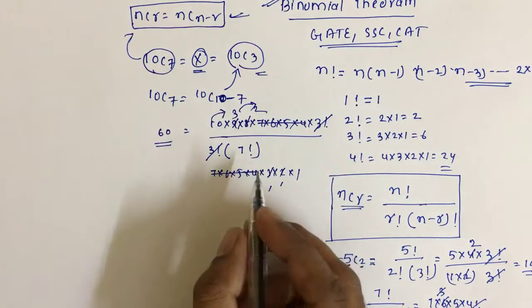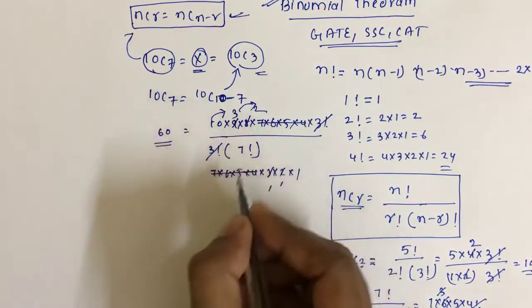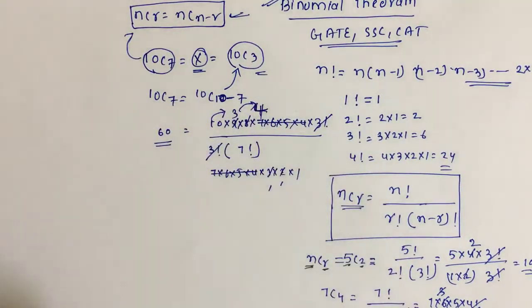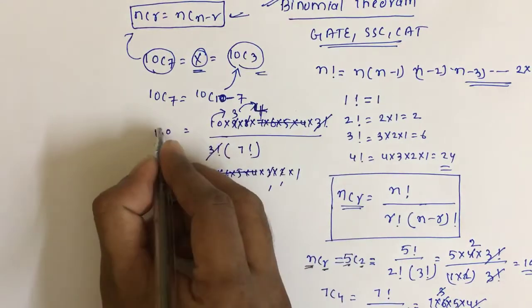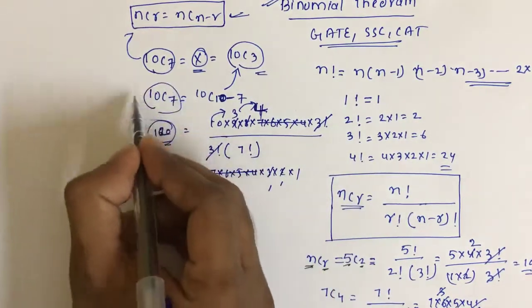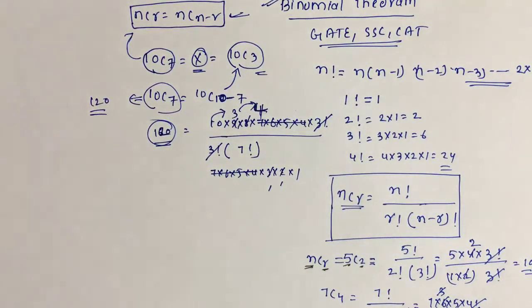I think I have made some mistake here. 2 ones, sorry, this is 4. 2 fours are 8. So the answer comes out to be 120. If you do the same for 10C7 also, you will get the answer equal to 120. So this is the second kind of problem.